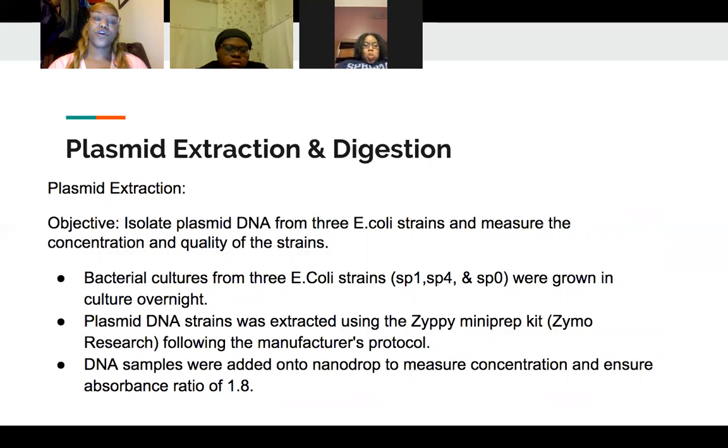So first, the bacterial cultures of the 3 E. coli strains were grown in culture overnight. Then the plasmid DNA was extracted using the Zippy Mini Prep kit, following the manufacturer's protocol. The DNA samples were then added onto a NanoDrop to measure the concentration and ensure the absorbance ratios were at 1.8.